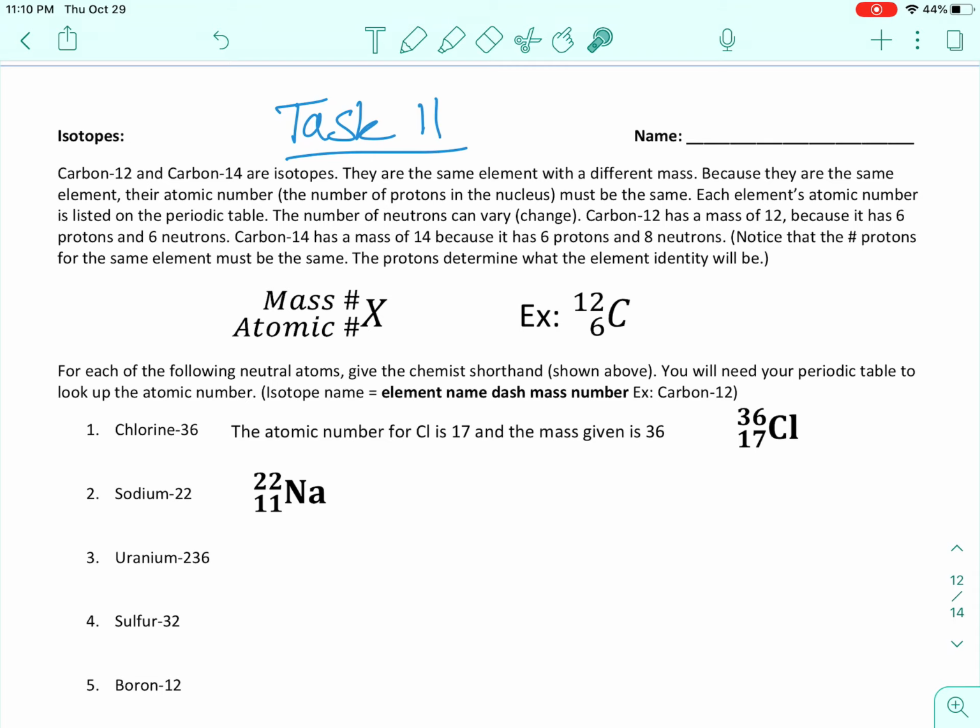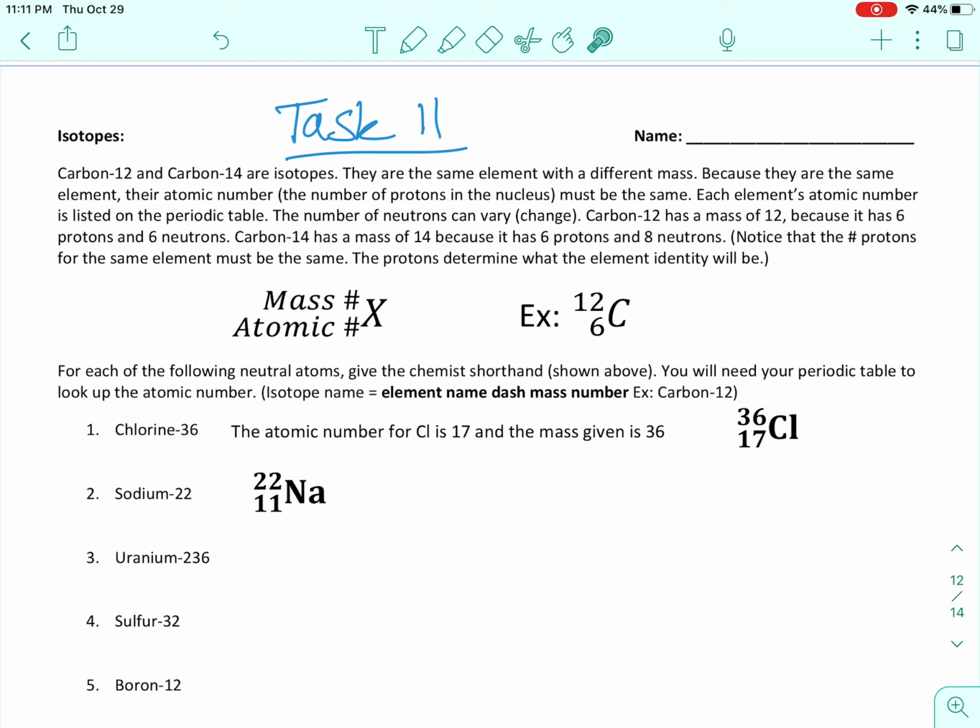For each of the following neutral atoms, give the chemist shorthand. You will need your periodic table to look up the atomic number. For each of these, they've given us the isotope name, which is the element name, and then the mass number. First two I did for you. So the atomic number for chlorine, when we look it up on the periodic table, is 17. So that's where that number comes from. The 36 is given, so that's the mass number. It goes on top. And the symbol for chlorine is Cl.